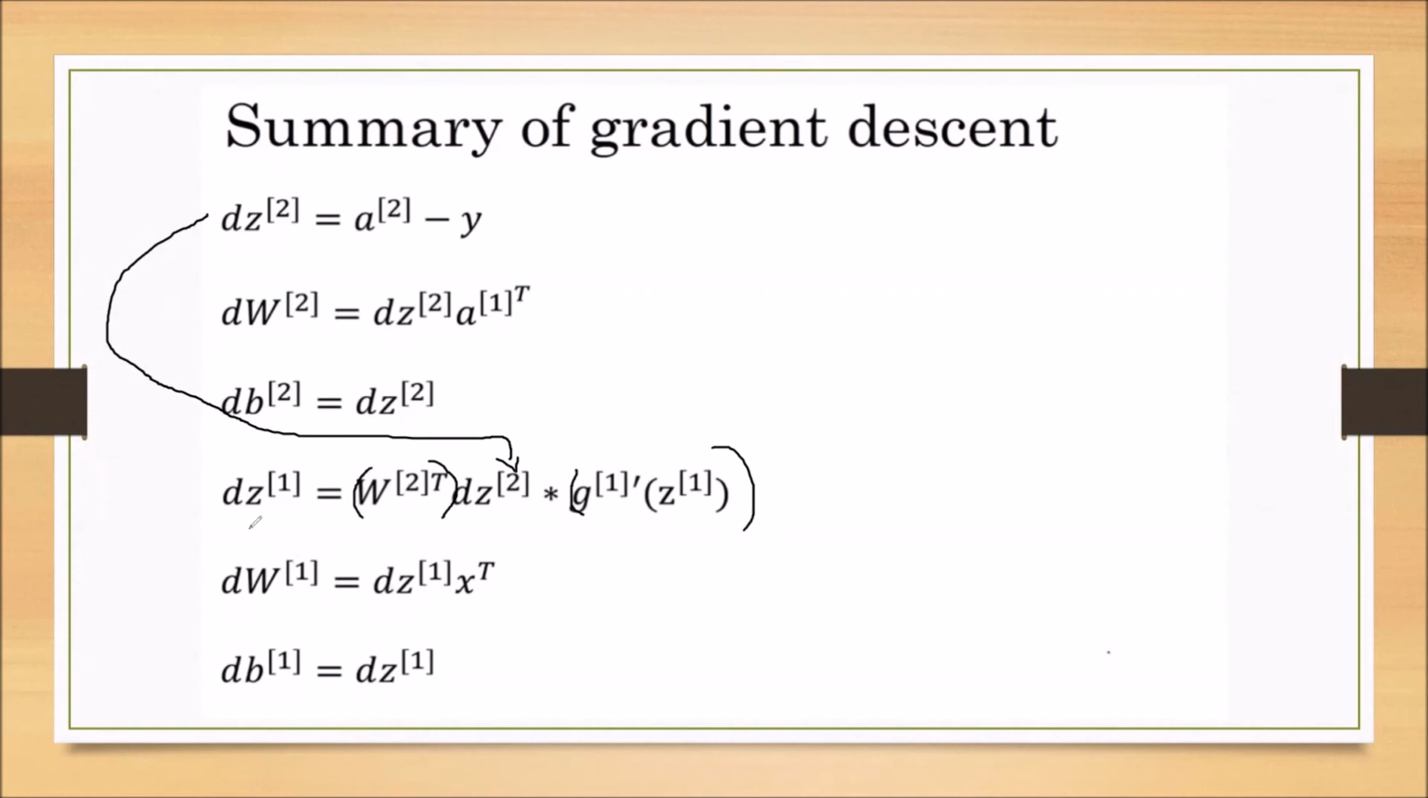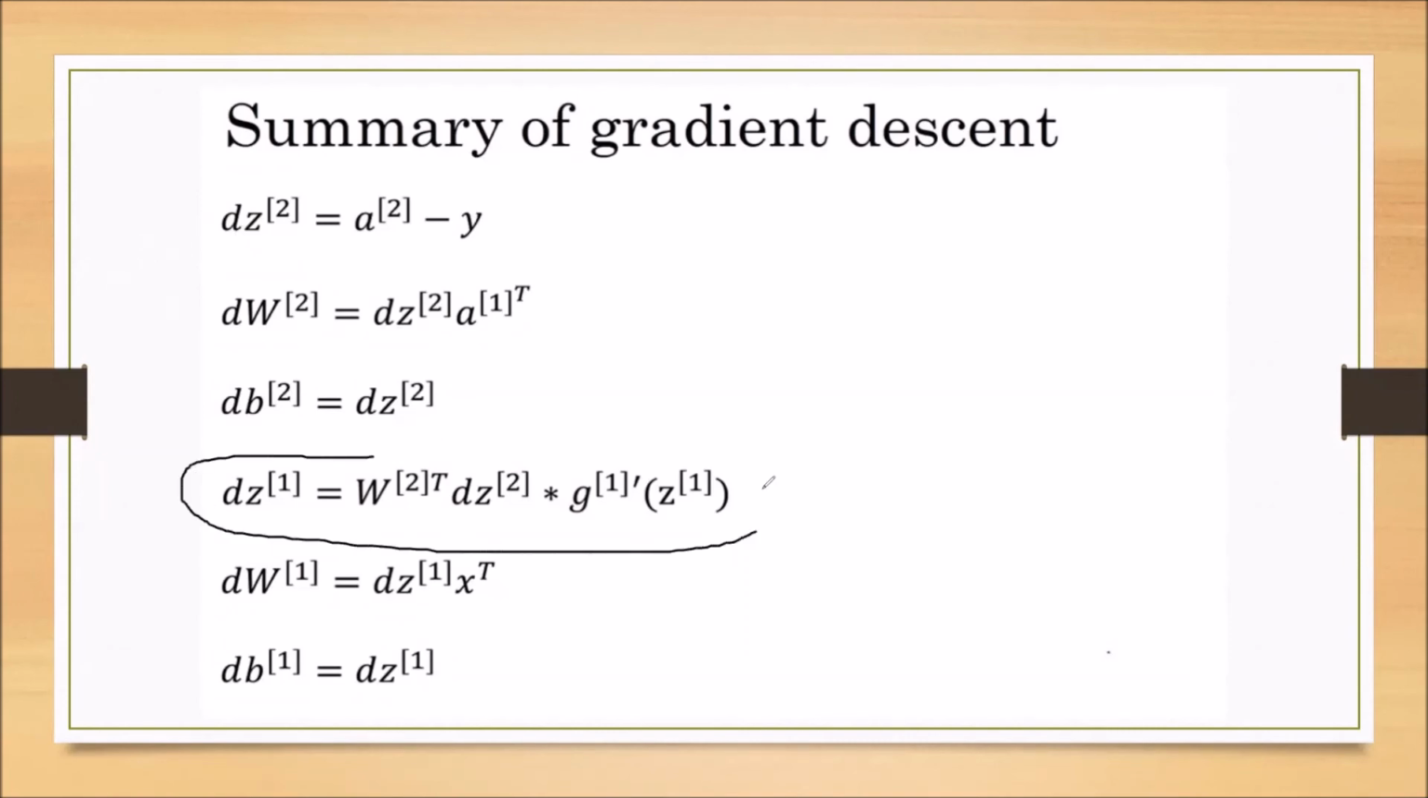Now from this dz1, we calculate dw1. What is this dw1? Again, dz into x, where x means the input. What is db1? It is dz1. We are already familiar with all the equations. Only this one equation we have to familiarize ourselves with: the multiplication of W2 transpose, the next layer, and dz2, again multiplied with the differentiations of the activation units of the first hidden layer.